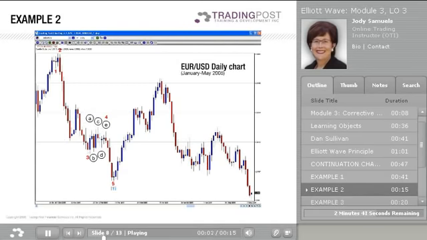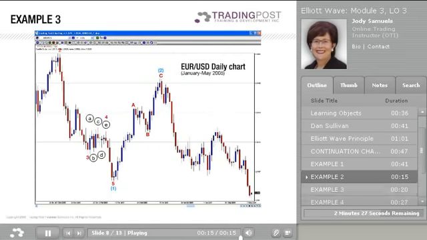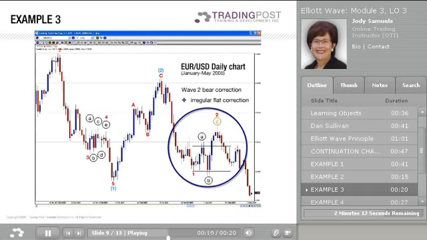The second pattern is a bear flag, which in Elliott terms is an ABC zigzag pattern. The pattern is corrective, and in this case, wave 2 corrects wave 1. The third pattern is an irregular flat correction, where B makes a new low below the previous wave 1 and C travels above the start of wave A. If this were a regular flat correction, it would look like a rectangle formation.